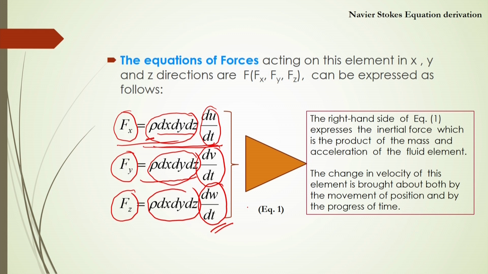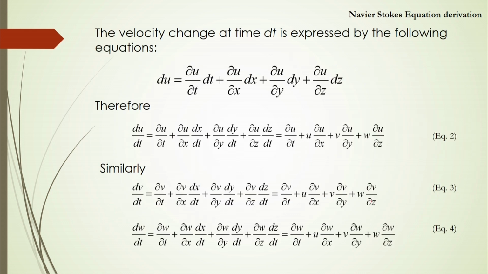So, in this way we can represent the force. Now, if we consider du by dt here, what should that be? First of all, the velocity change in time dt can be expressed by this equation. This du will be equal to the x, y and z direction components: ∂u/∂t into dt plus ∂u/∂x into dx plus ∂u/∂y into dy plus ∂u/∂z into dz. So, this is your velocity change in time dt.